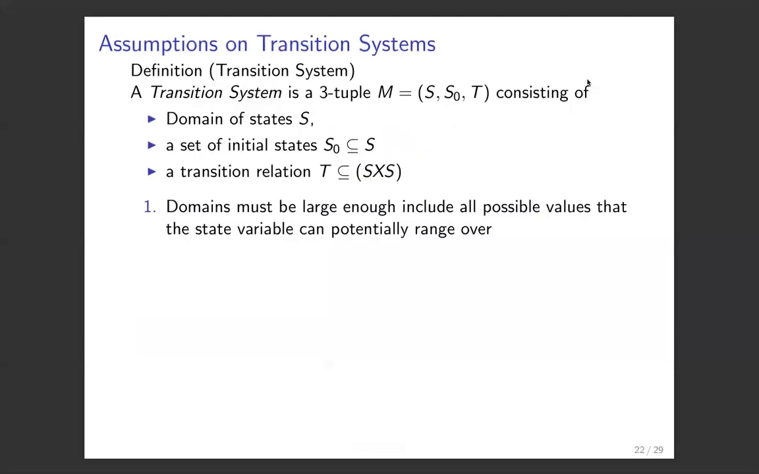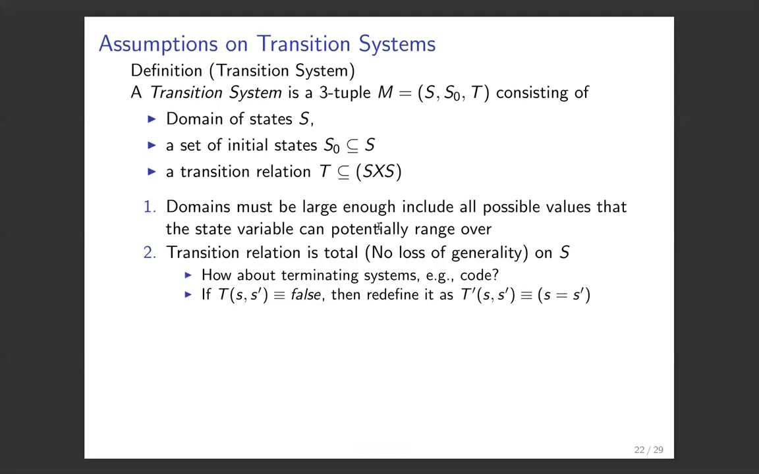Okay, so some critical assumptions that you should be aware of in our formalism. Like I said, the transition system is a three-tuple, which has one component giving the set of all the states, the set of initial states, and the transition relations. Domains must be large enough to include all possible values that the state variable can potentially range over.